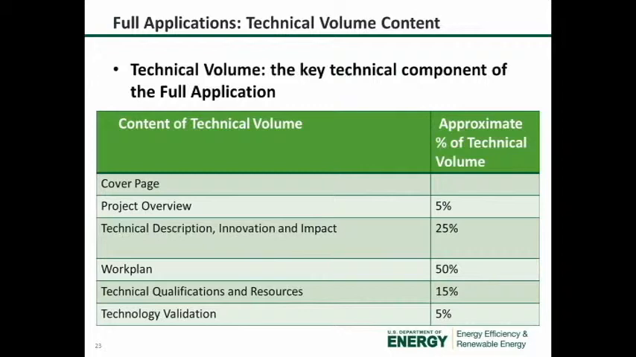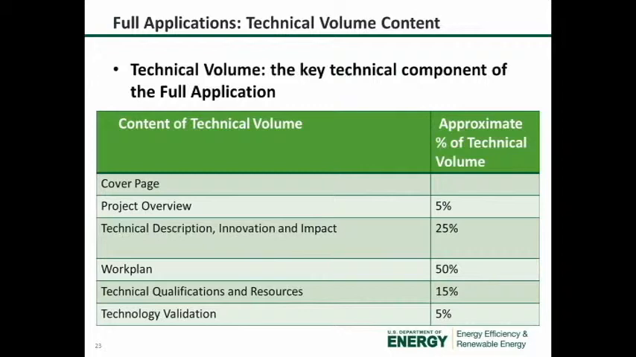The project overview constitutes approximately 10% of the technical volume and provides information on project background, goals, and impact of EERE funding. The technical description, innovation, and impact section is approximately 25% of the technical volume. It provides information on project relevance and outcomes, feasibility, and innovation and impacts. This ultimately provides a justification as to why EERE should fund the project.